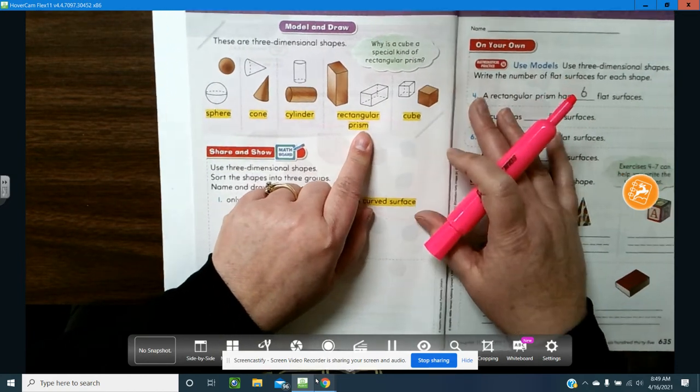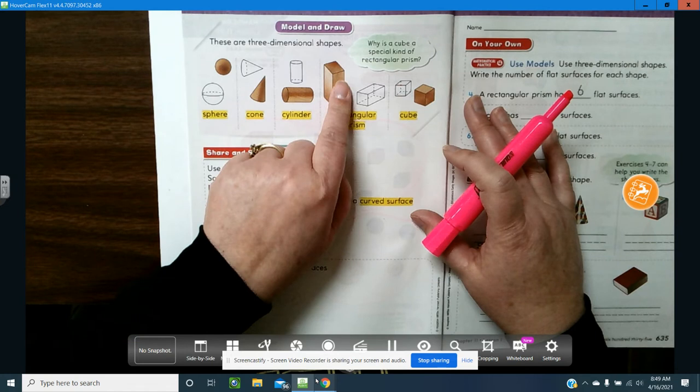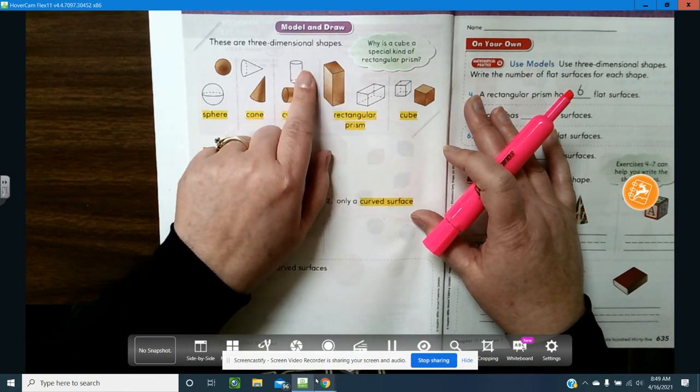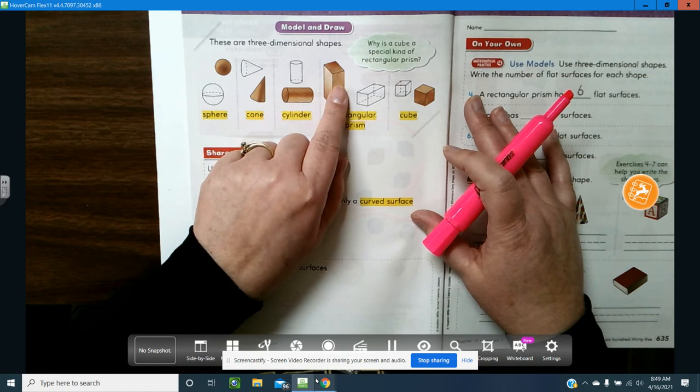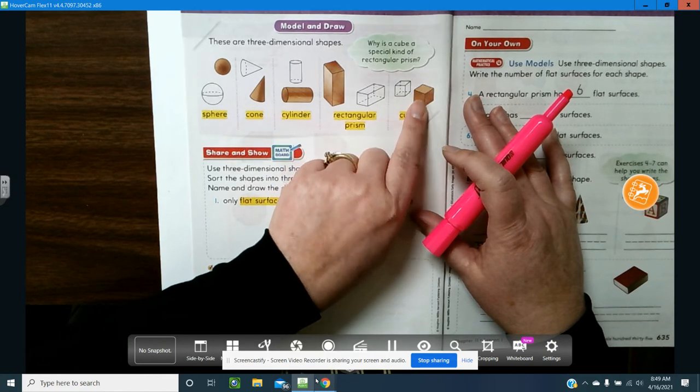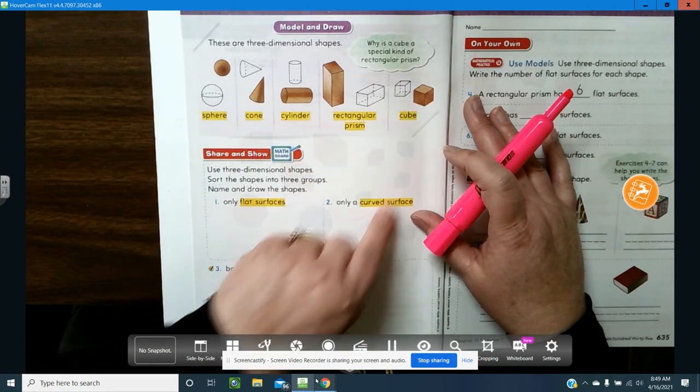We have a rectangular prism, which means it has rectangles on the flat sides. It doesn't have any smooth curves. It has all flat sides. And we have a cube. A cube also has all flat sides, but it has squares. It has that special rectangle called a square all the way around.